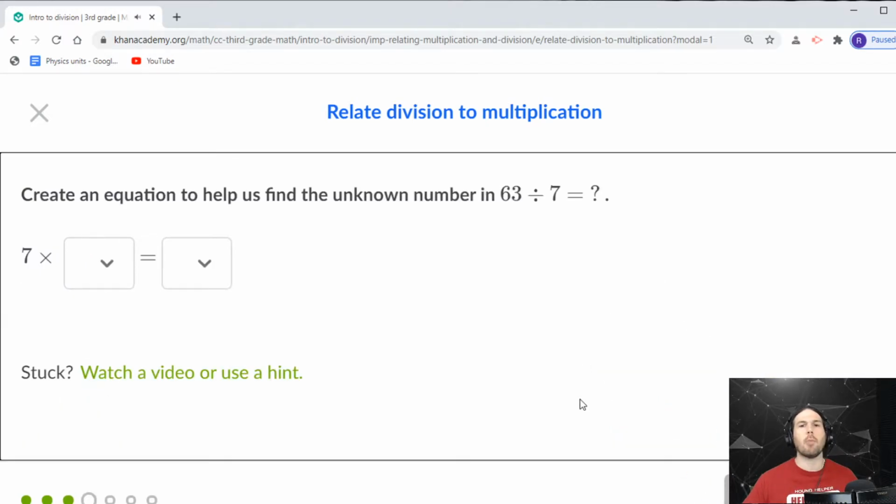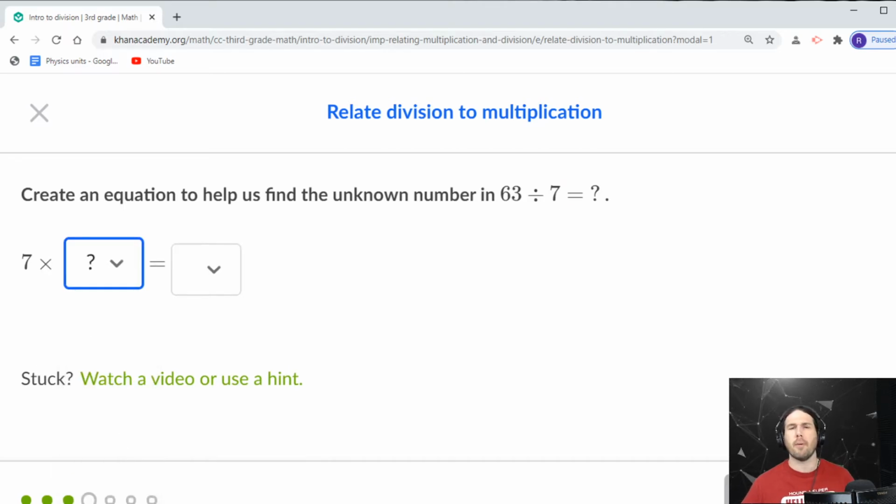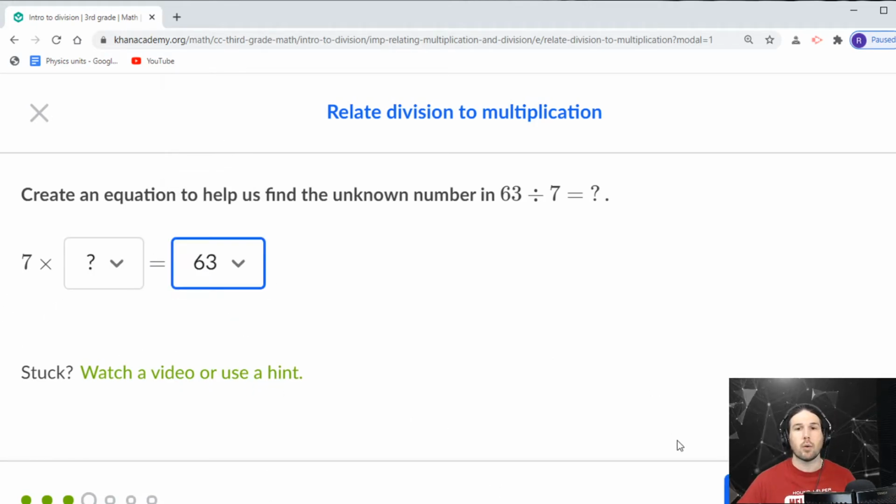Create an equation to help us find the unknown number in 63 divided by 7. So if we take 63 divided by 7 equals blank, well, that means we're looking for what number I have to multiply 7 by. What number do I have to multiply 7 by to get 63? So 7 times, well, we don't know. I mean, I know it's 9, but we don't know for the purposes of the problem. And 7 times that mystery number is going to equal 63.